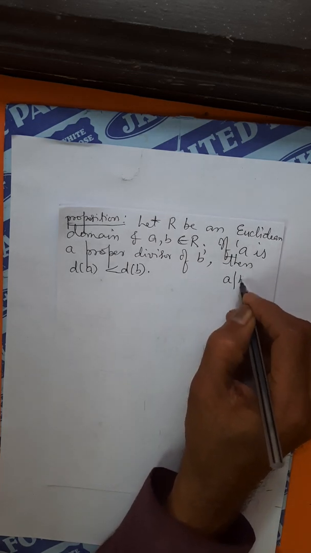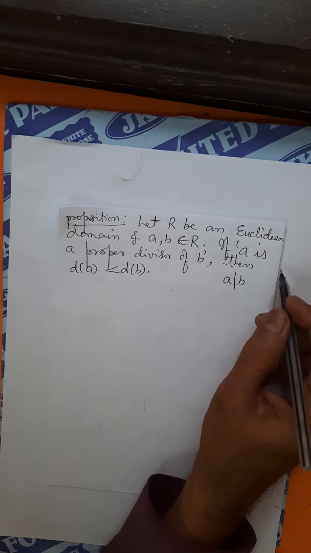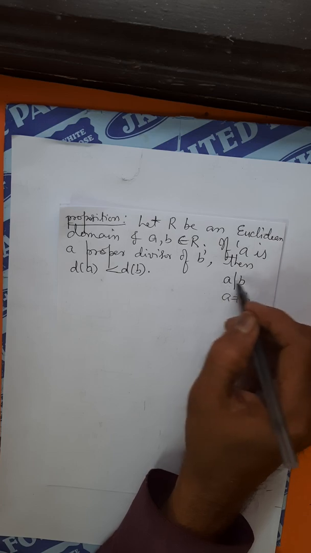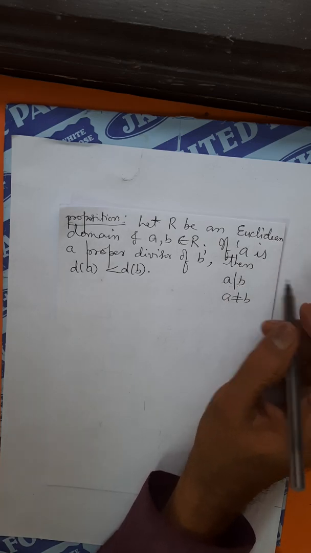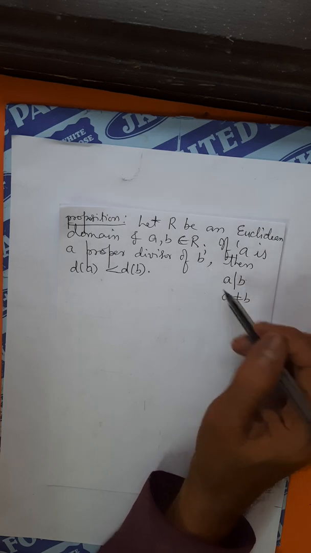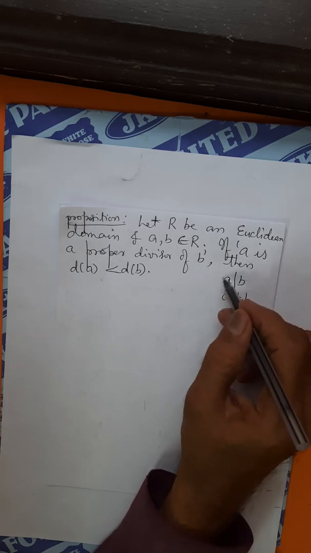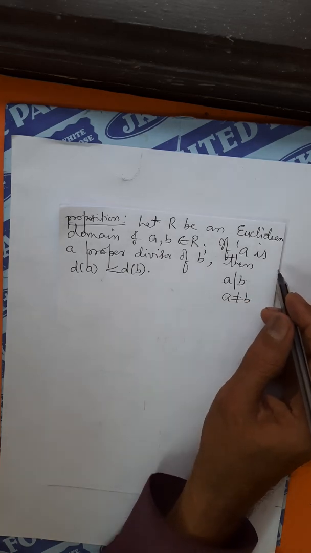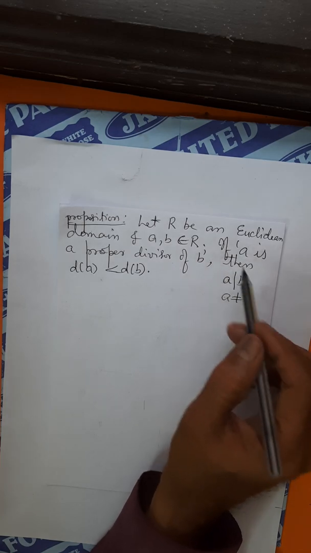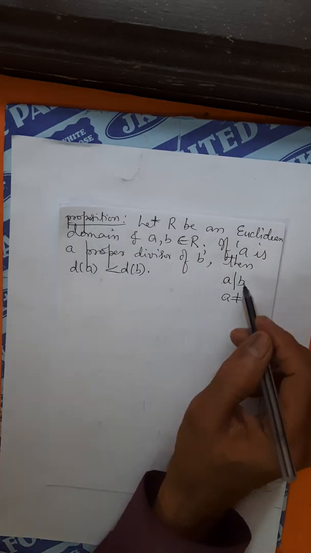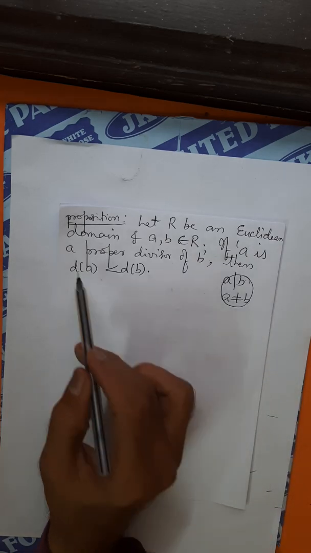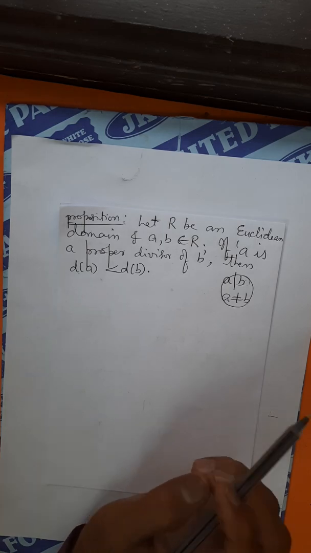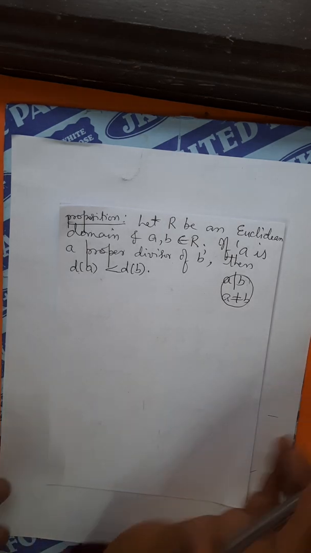A is a divisor of b, first of all, but a is not equal to b. A equal to b is the improper divisor. Proper means a cannot be equal to b, and it is not equal to 1 also. Neither 1 nor b. So a is a proper divisor of b: a divides b, but a is not equal to b. Then d value of a should be strictly less than d value of b. This is the theorem. Let us prove the result.